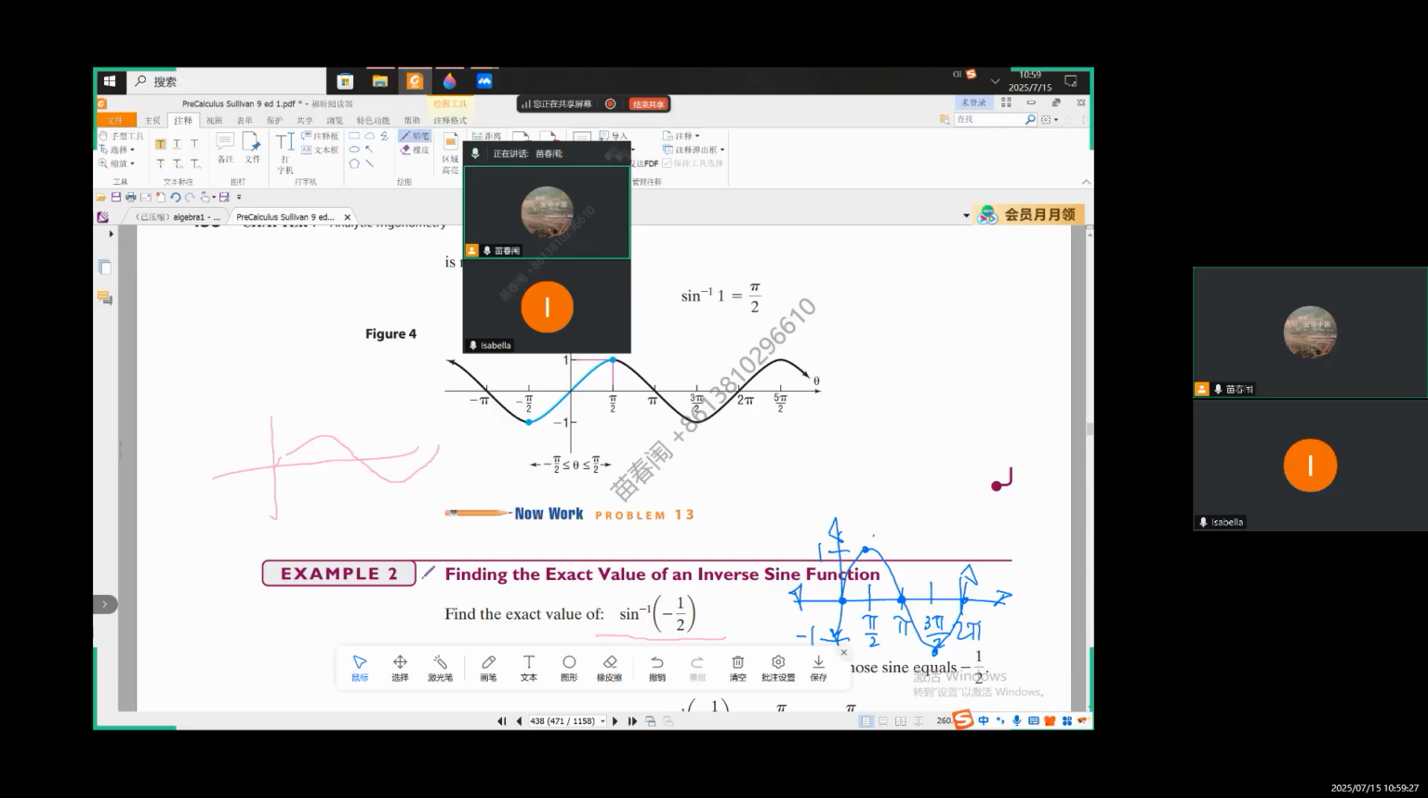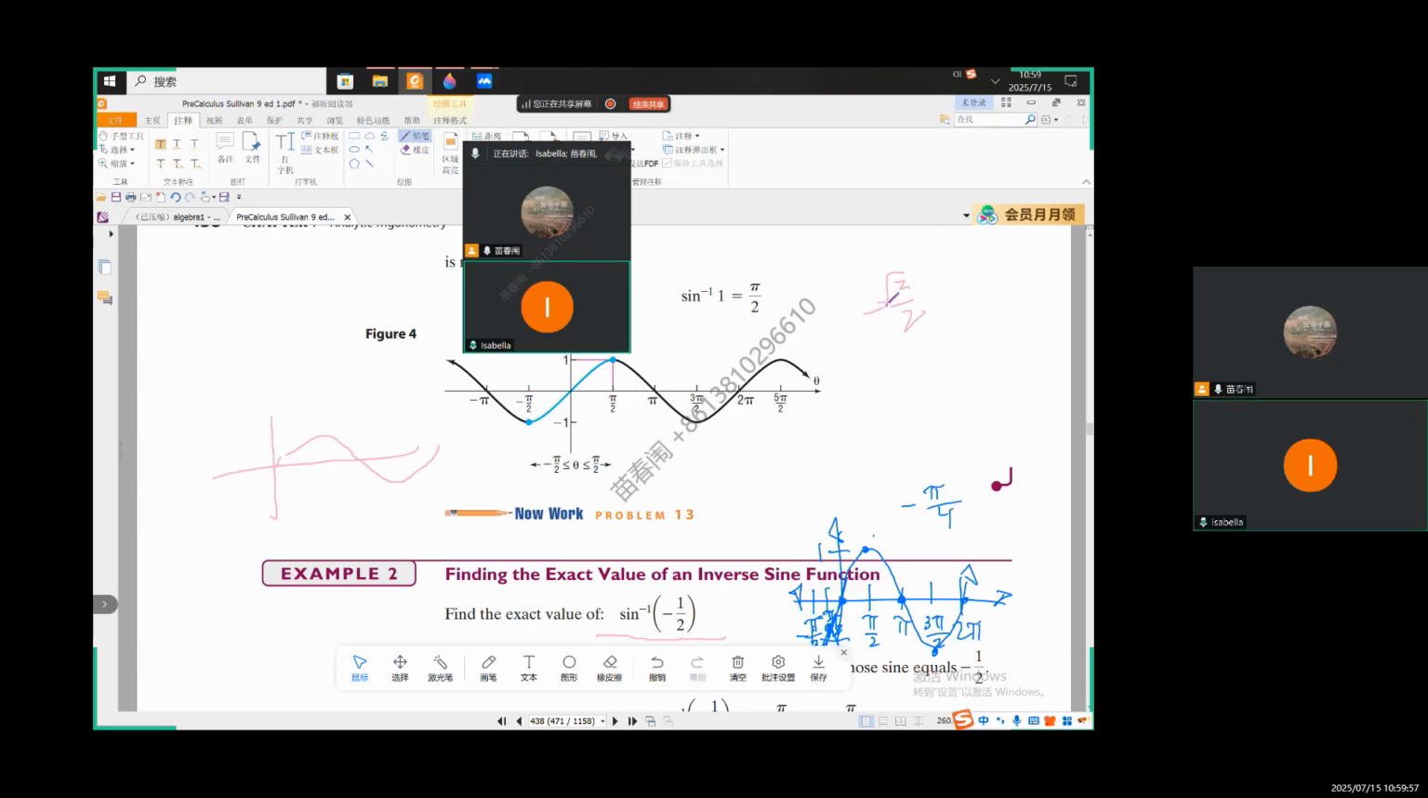There is a domain thing. This is between negative pi over 2 and pi over 2. That's the simple. So it'll be like negative pi over 4, I think. Say 1 over 2, I think it's negative pi over 6. Negative pi over 2 would be negative square root 2 over 2. Sorry, I didn't do them.